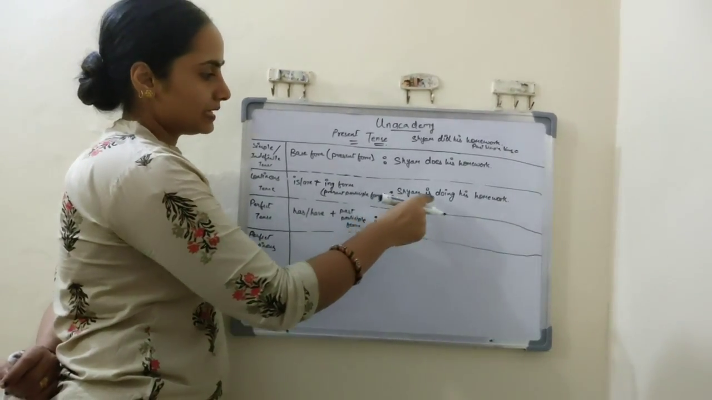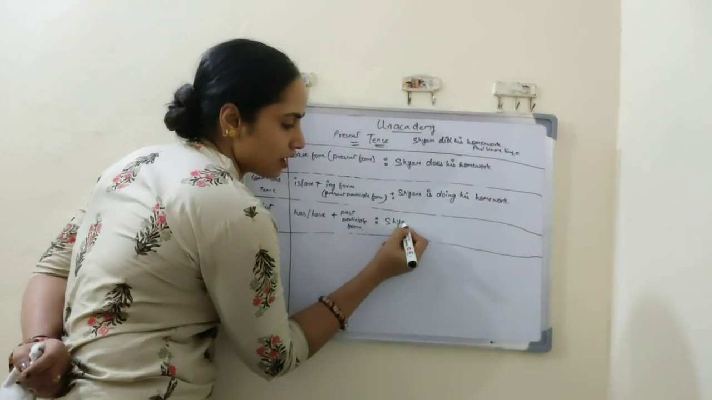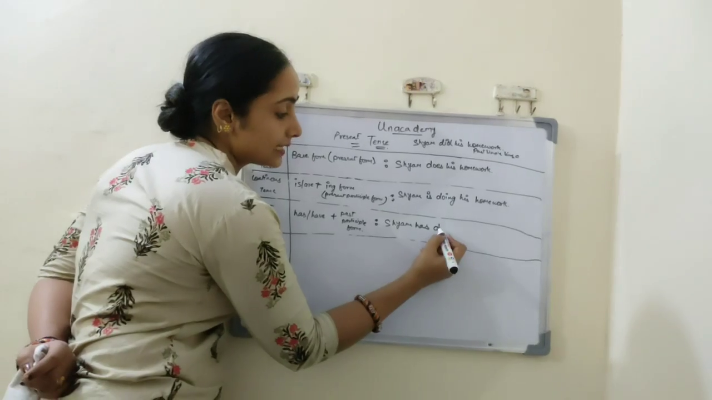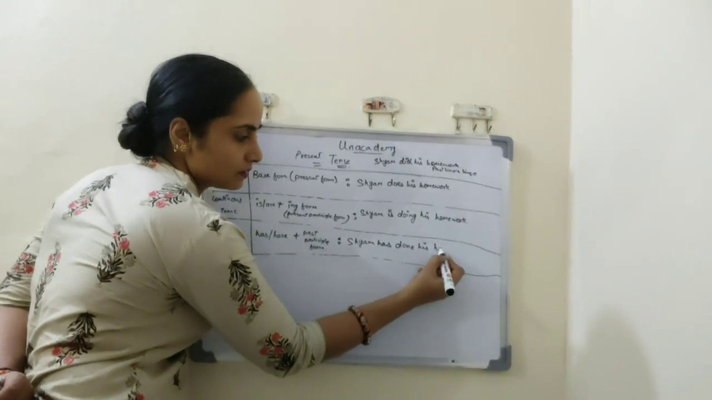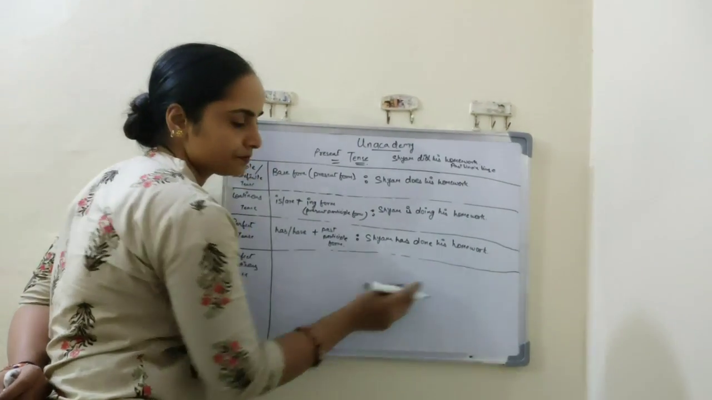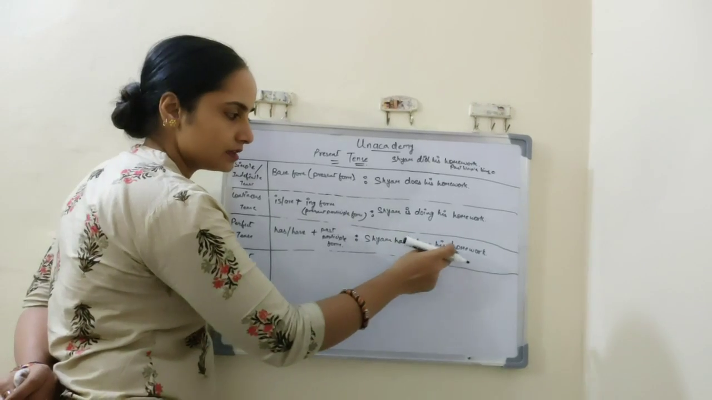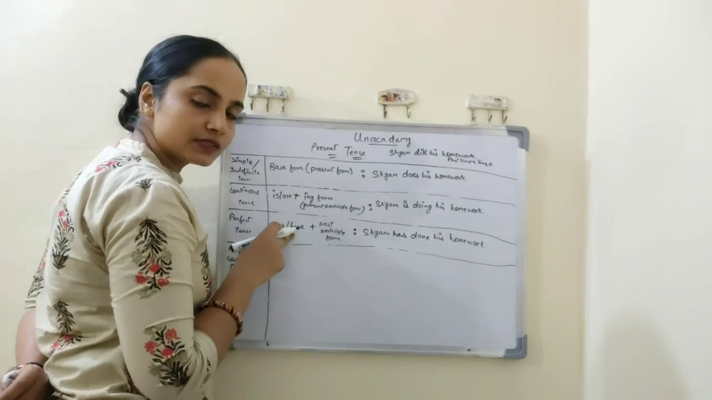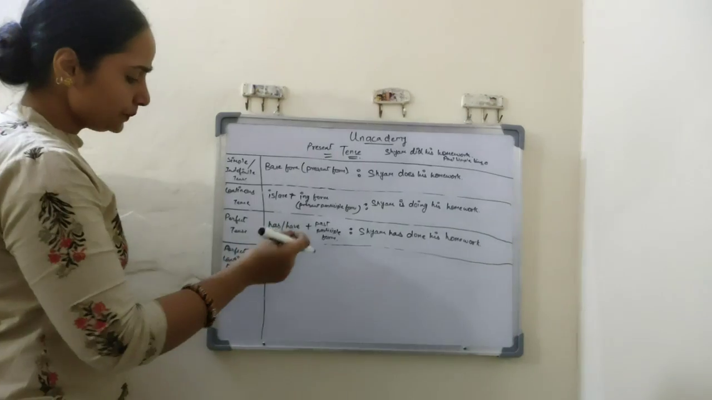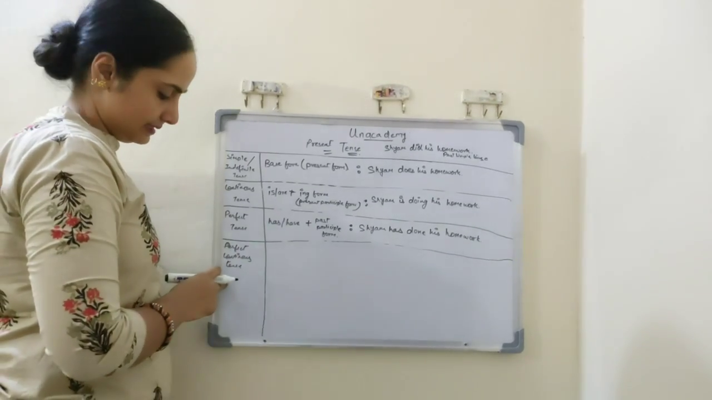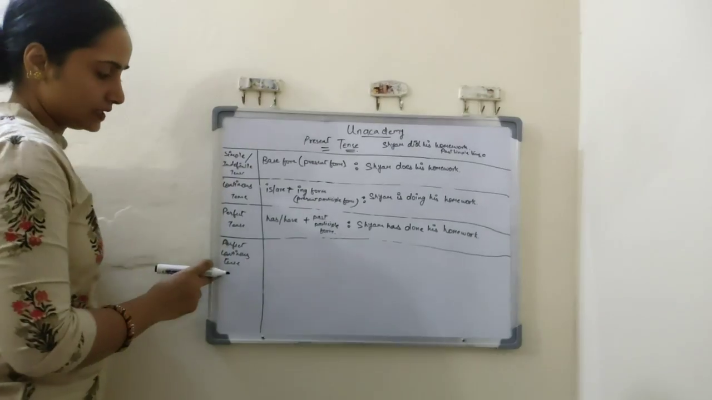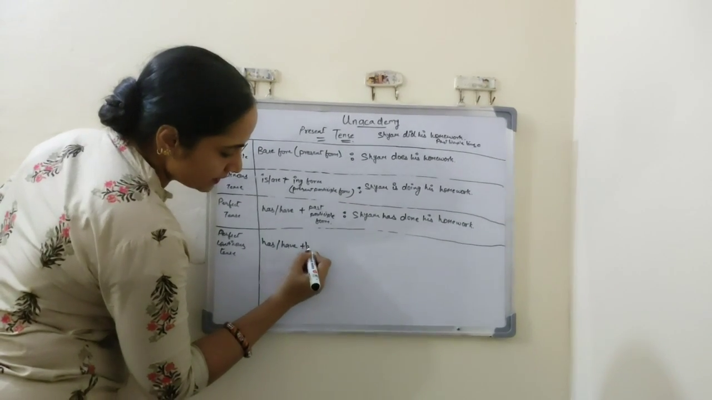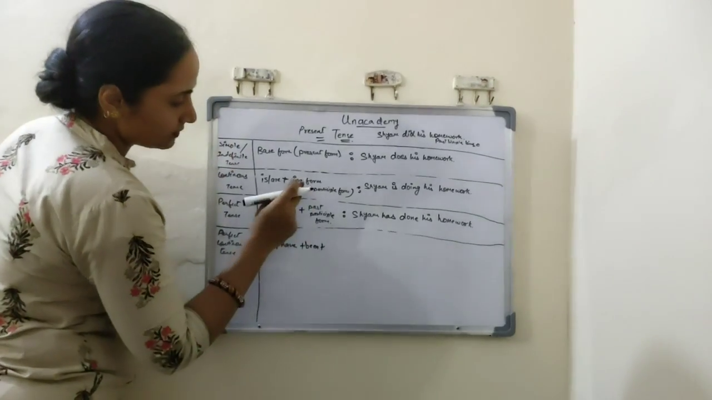Now, Shyam is doing his homework. Let's just convert this. Shyam has, what will be the past participle form? Done his homework. Shyam has done his homework. Now why has? Because it's singular. If it would have been plural, then we would have been using have. Alright, now the last one, perfect continuous tense. In the present perfect continuous tense, what happens is has or have plus been plus the ing form.